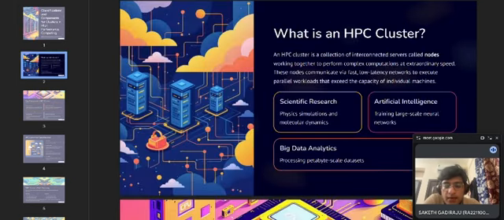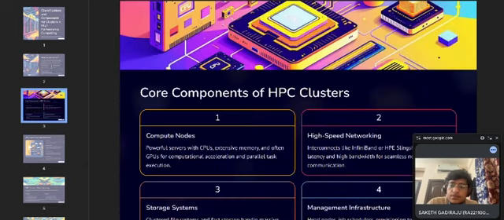So, what is high performance computing? High performance computing refers to the ability to process and compute extremely large amounts of data in a very short time. Instead of relying on a single machine, HPC uses multiple systems working together in parallel. This allows us to solve problems that would otherwise take months or even years on normal computers.